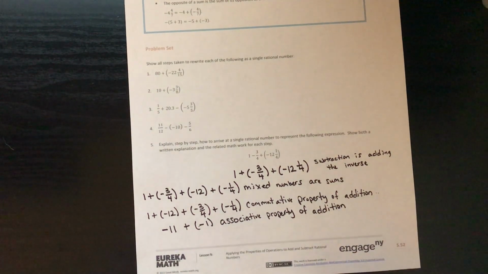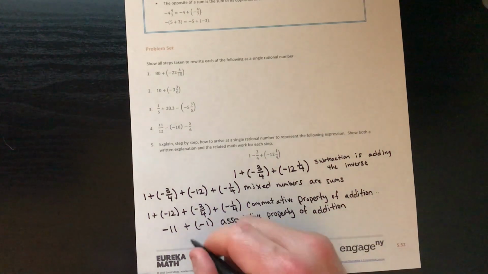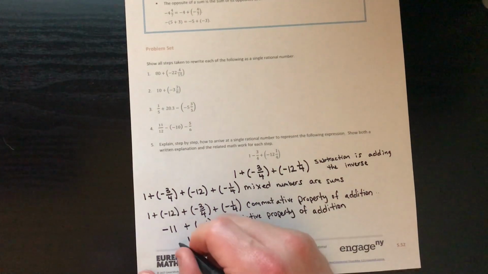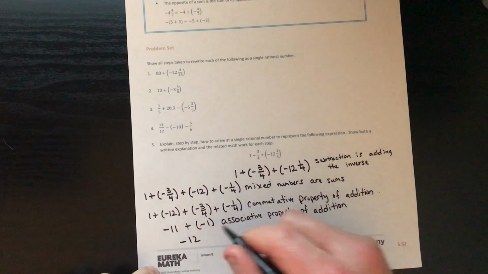And then the last step would just be to add these two, negative 11 plus negative 1. I'll add them as if they're positive. I get 12, but since they're both negative, I put a negative sign in front. I'm not really sure what step we could claim justifies that last step. We just did it. So here's what mathematicians will often do.